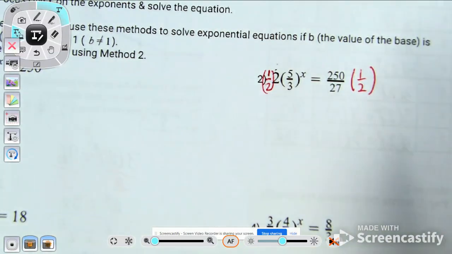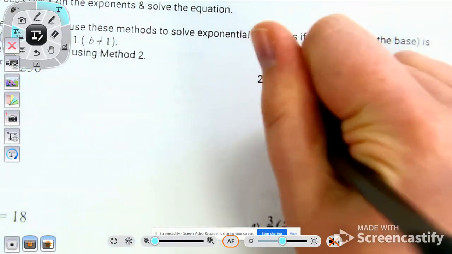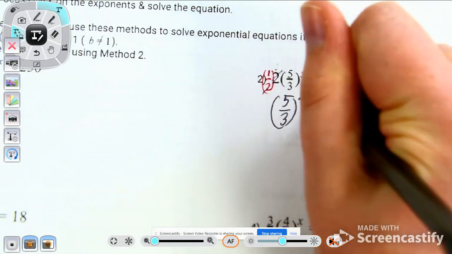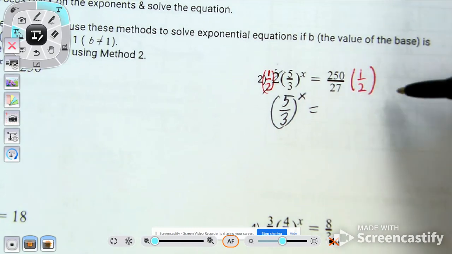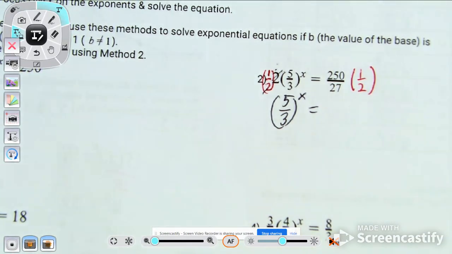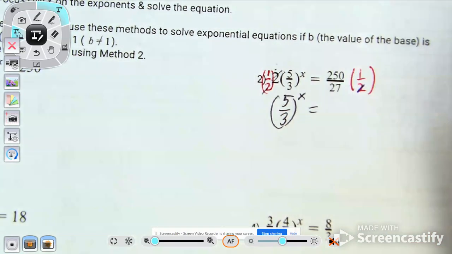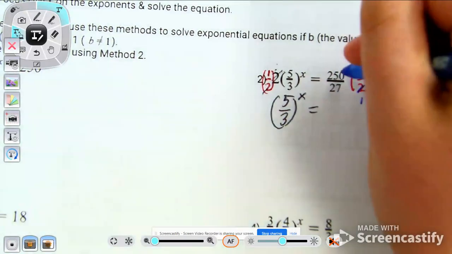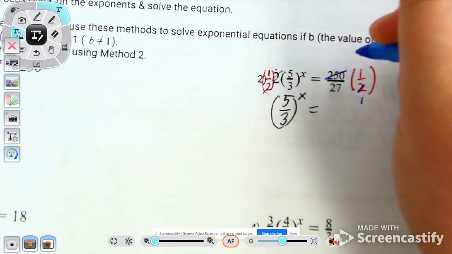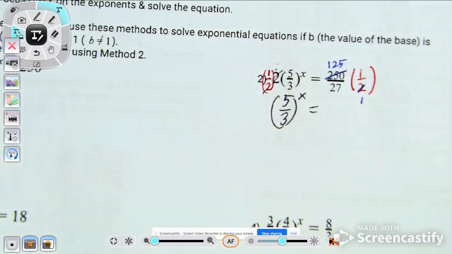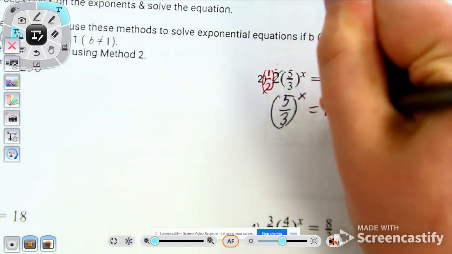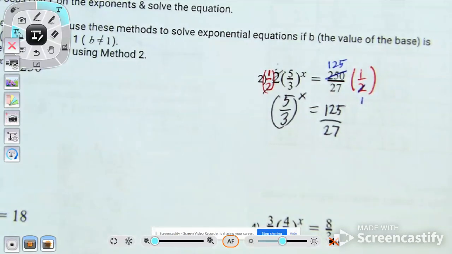So when we do this, 2 times 1/2 will cancel out. So we're left just with 5/3 to the power of x. And on the right side, you could go ahead and multiply these across, but I recommend first trying to simplify your fractions. If you do that, you'll notice that 2 in the denominator can be divided by 2, and 250 in the numerator can also be divided by 2. If we do that, we're left with 125. So on the right side of our equation, we now have 125 over 27.